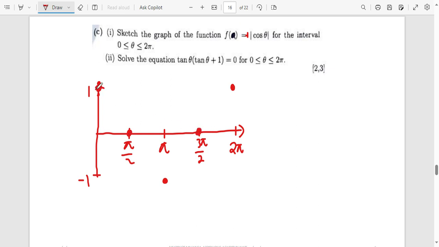So the function is supposed to be going down like this, and then come down like that, and then go back like that. But because it's an absolute value, it can't be down. So instead of going to -1 at pi, it will actually go to positive 1. So it turns back and goes like that. So this is going to be the sketch of this function. Okay.